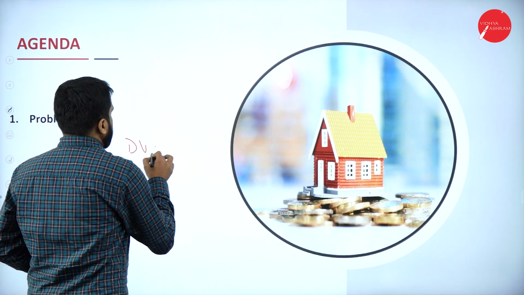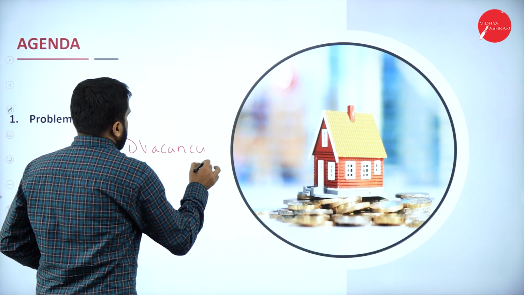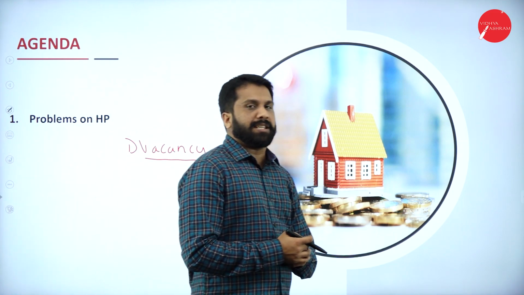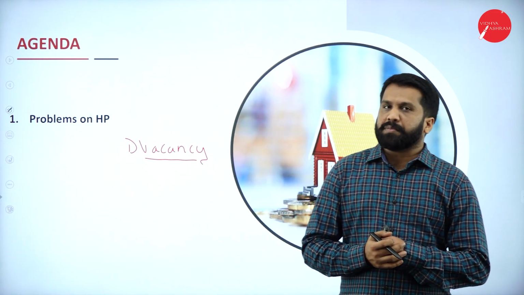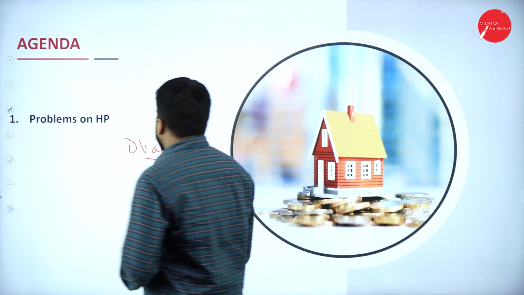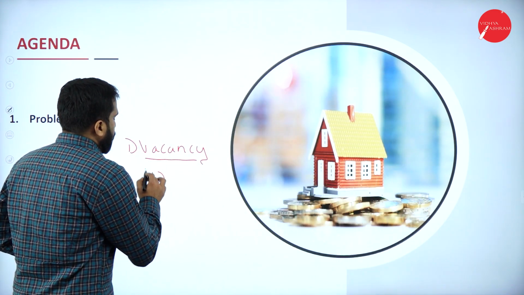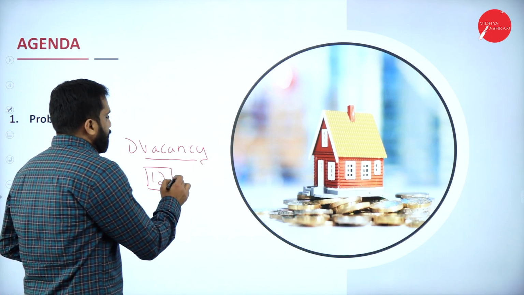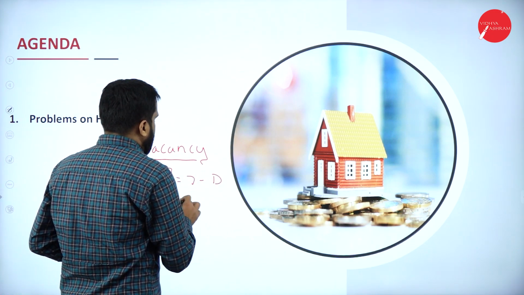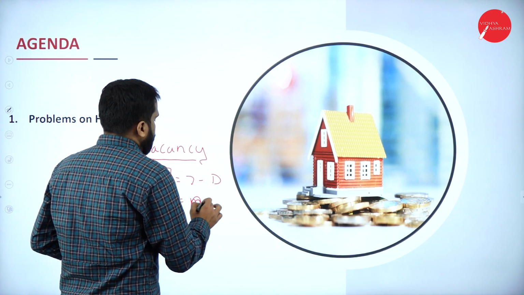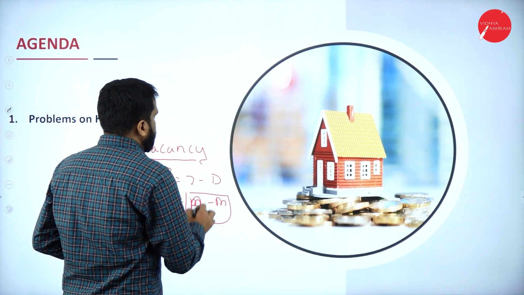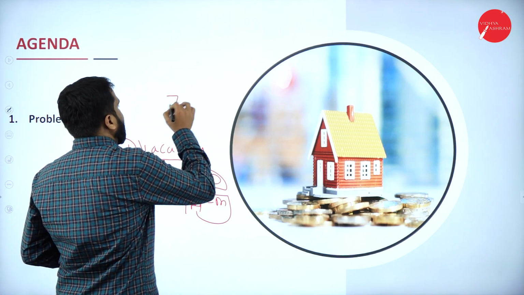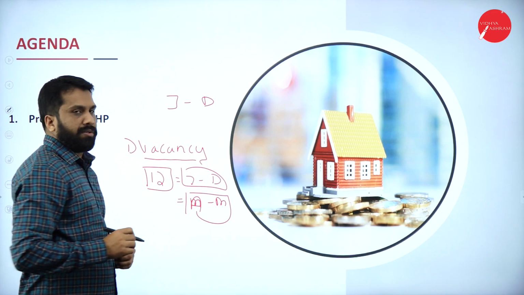First one is vacancy period. What do you mean by vacancy period? Vacancy period means what? We have 12 months in a year. Now, it will be January to December or else it may be April to March. Out of this, any 2 months. Let's take an example of January to December only.